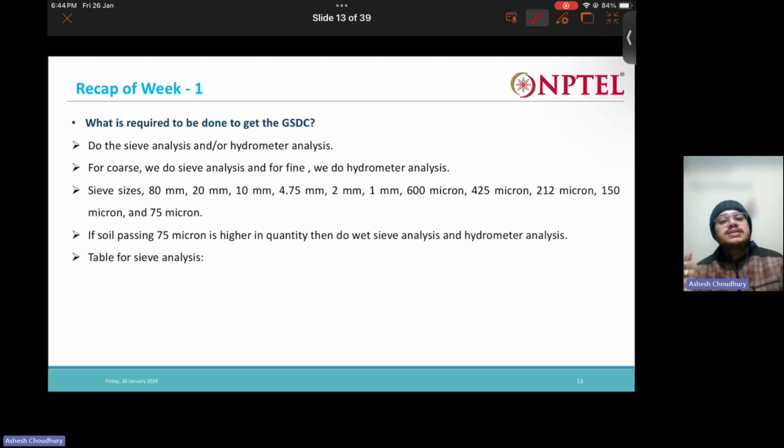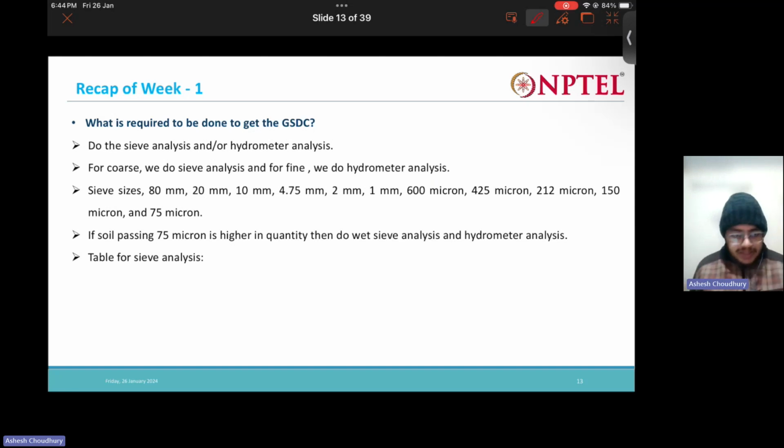A size lower than 75 micron means this is the clay fraction. So greater than 4.75 mm is the gravel fraction. Between 4.75 mm and 75 micron is the sand fraction, and lower than 75 micron is the clay fraction.